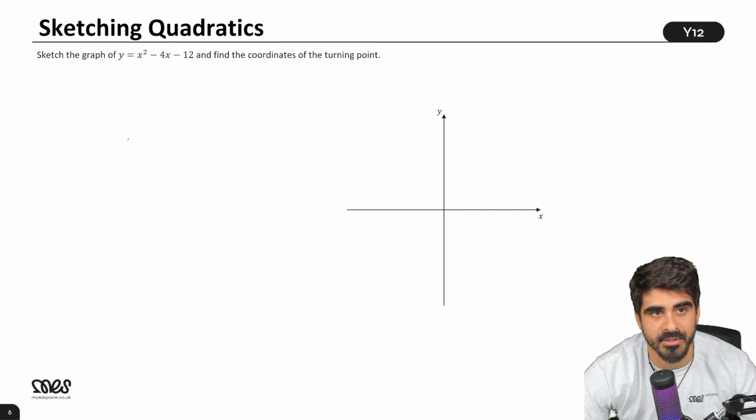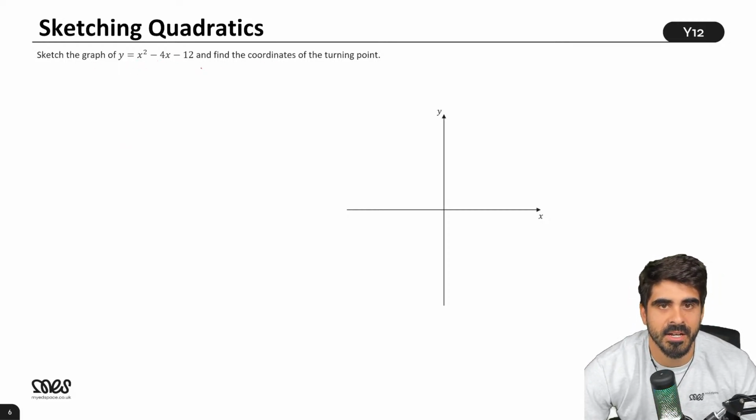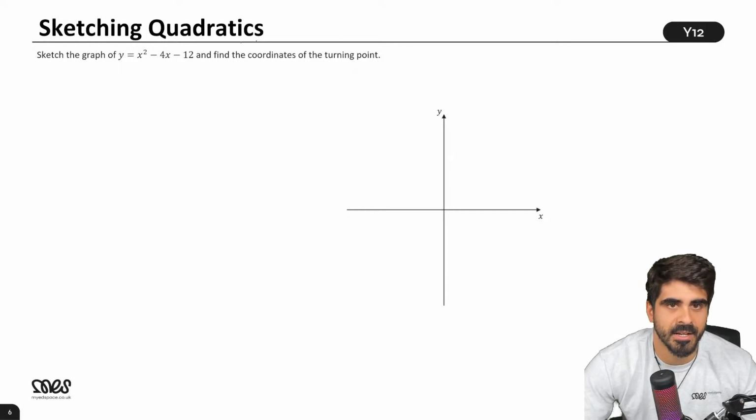So like year 9s. So sketch the graph of y equals x squared minus 4x minus 12. Find the coordinates of the turning point.